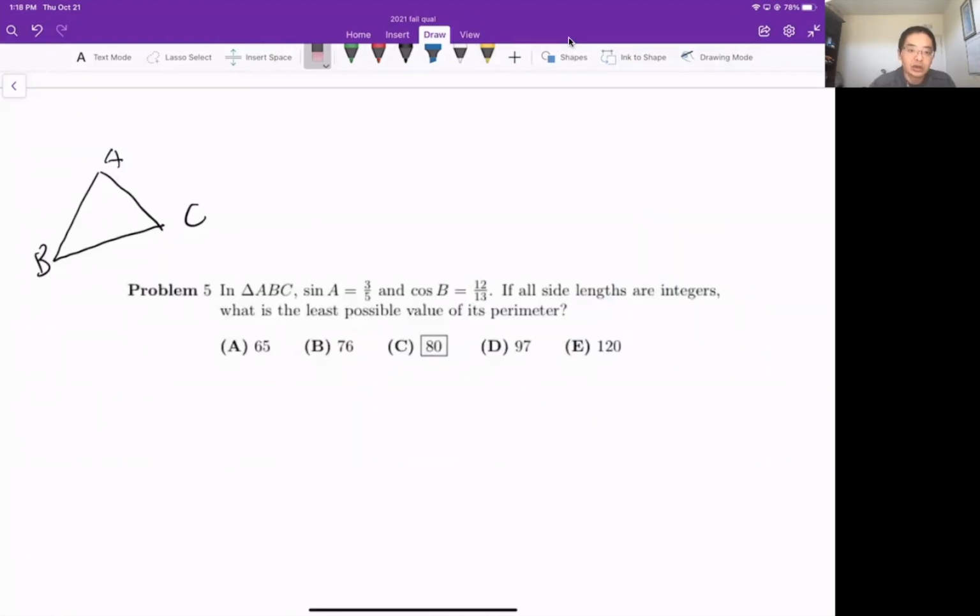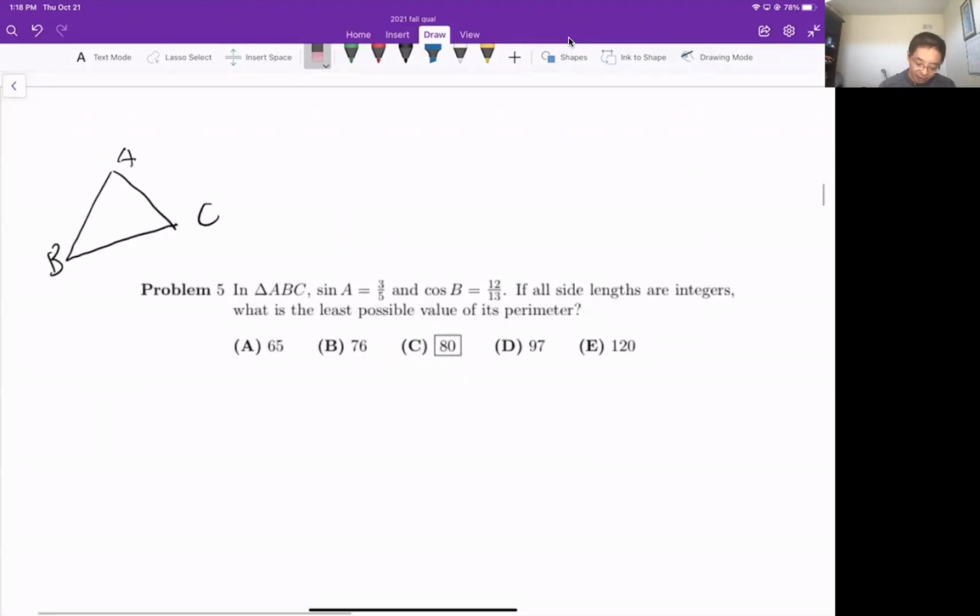So the answer is pi/6. Question number 5. In triangle ABC, we know the sine value of angle A and the cosine value of B. And we know that all the side lengths are integers. The question is, what is the least possible value of its perimeter?